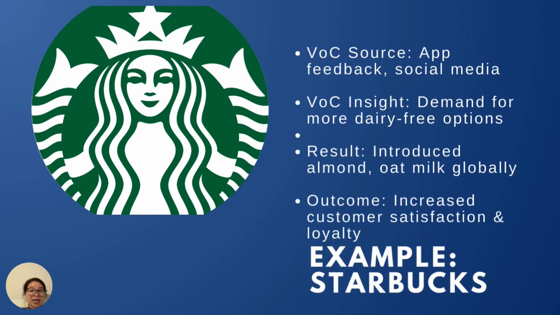And now let's look at some real world examples. We first start with Starbucks. Starbucks collects VOC through their mobile app reviews, in-store surveys, and social listening on platforms like Twitter. They noticed a consistent request for non-dairy options, especially from people with allergies or those following plant-based diets. Based on this feedback, they introduced almond milk, oat milk, and other options across stores worldwide. This not only improved customer satisfaction but also opened up new market segments. What's important here is that the change wasn't based on internal brainstorming, it came directly from the voice of the customer.